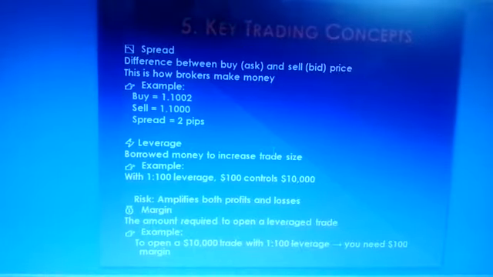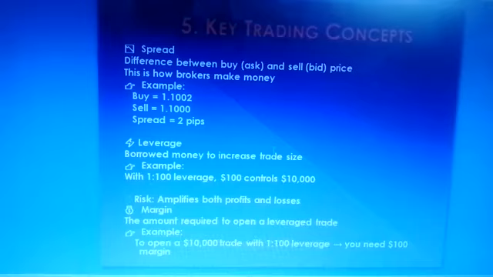So key trading concepts you should know are spread, leverage, risk, and margin. Spread is the difference between your buy or ask and sell or bid price. This is how brokers make their money. For example, you buy at a price unit of 1.1002 and you sell at the price unit of 1.1000. The spread in this scenario is the 2 on top of your buy. Now the difference is 2. Now that 2 is what brokers earn.